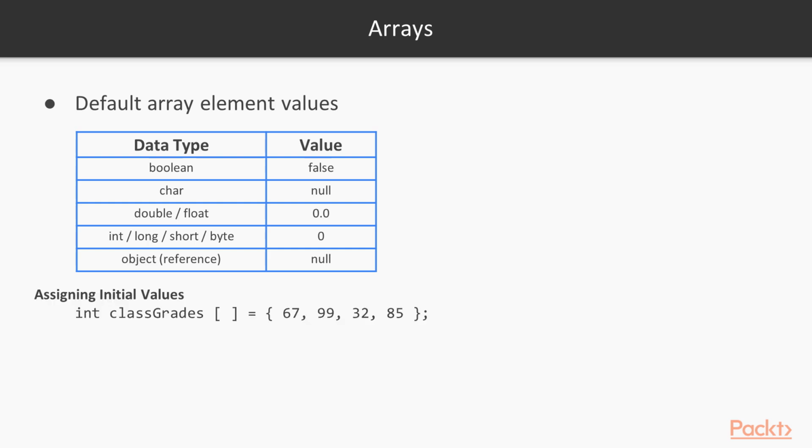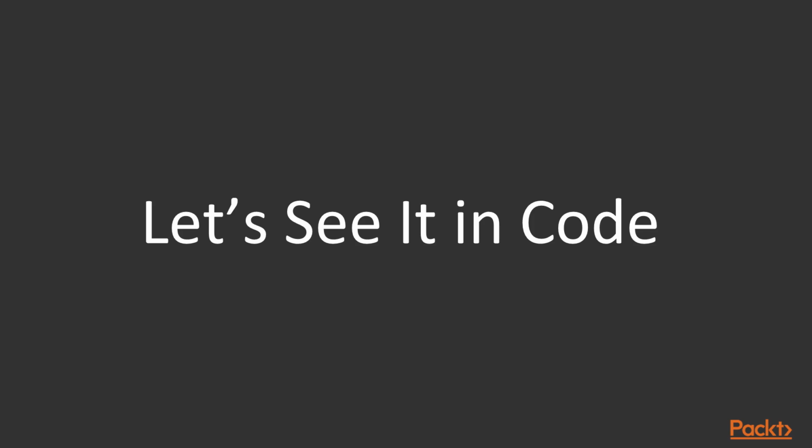If we want to add initial values to our array, this is how we can do it. Here we have a class grades array, a single dimension of type int, and we're adding 4 integers. And those will be at index position 0, 1, 2, and 3. So this array has a length of 4. You see that we did not have to tell Java that it had an array size of 4 because we populated it with data. It already knew that. Let's see this in code.